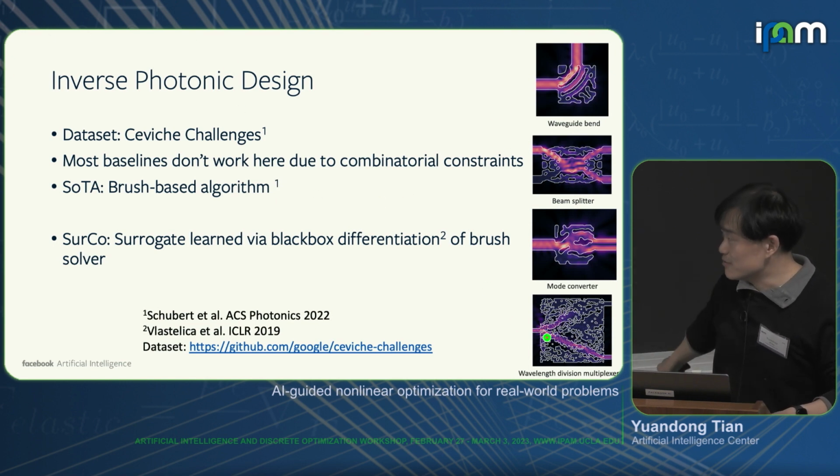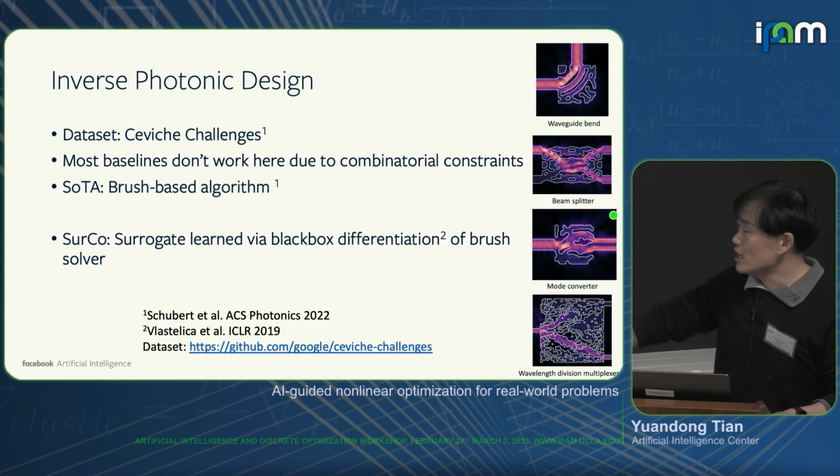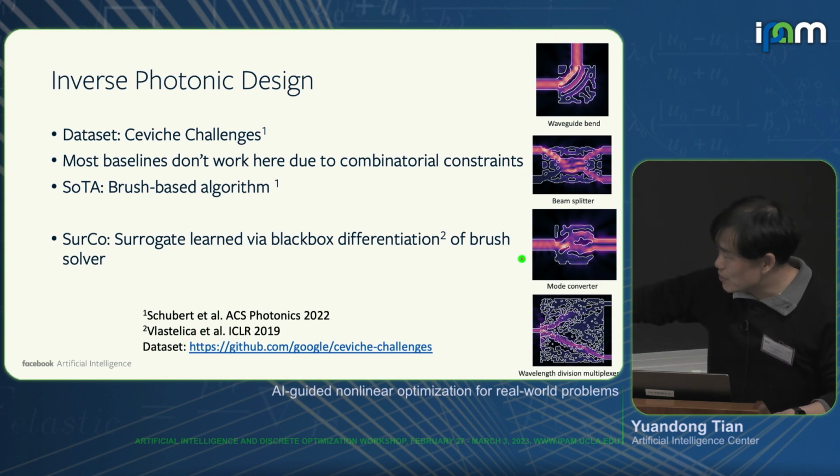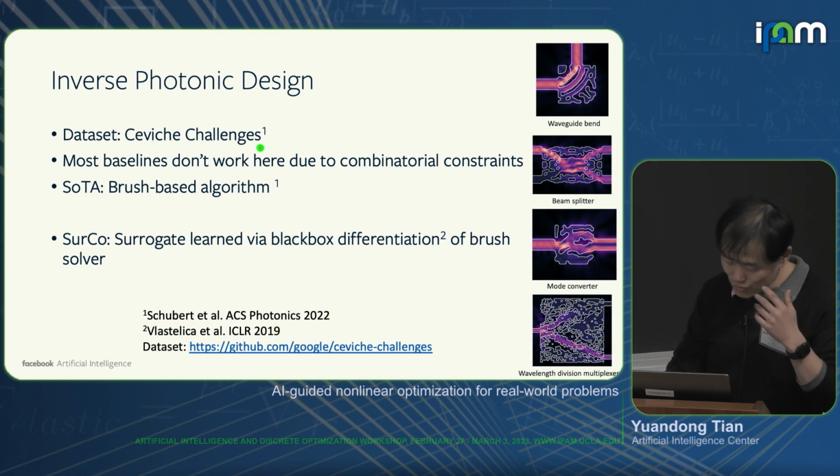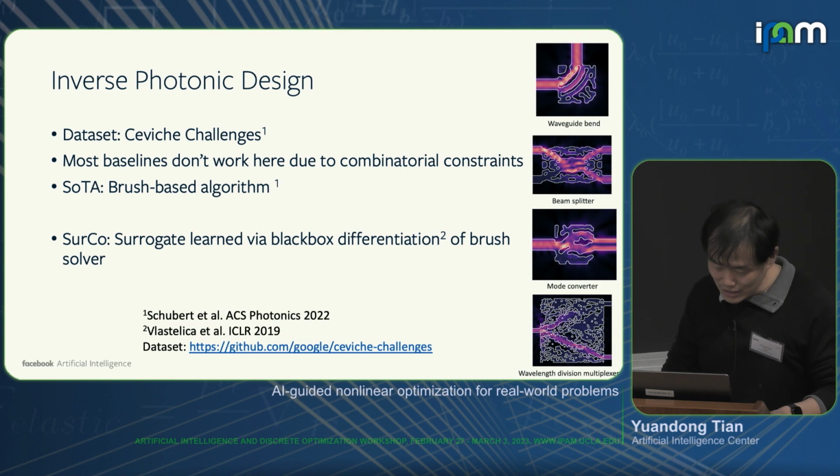Here there's a bunch of different tasks to test the performance of the algorithms. For example, here you are trying to bend the wave from left to right, going to the top. You also want to convert the mode, from one beam to two different beams. So there are several different ways of constructing tasks, and there could be more tasks later.